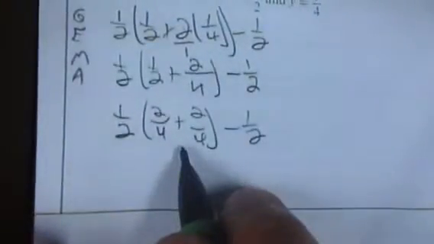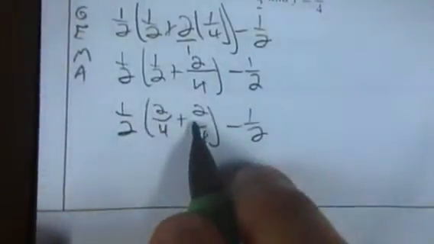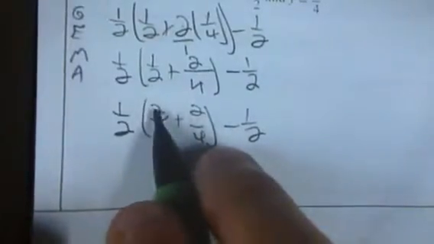I bring down everything else. I've got 1/2 times 2/4 plus 2/4. What's 2/4 plus 2/4? I've got a common denominator, so I just add my numerators. 2 plus 2 is 4. 1/2 times 4/4, which is just 1. So I'm going to draw an arrow if it helps you. 1/2 times 1 minus 1/2.